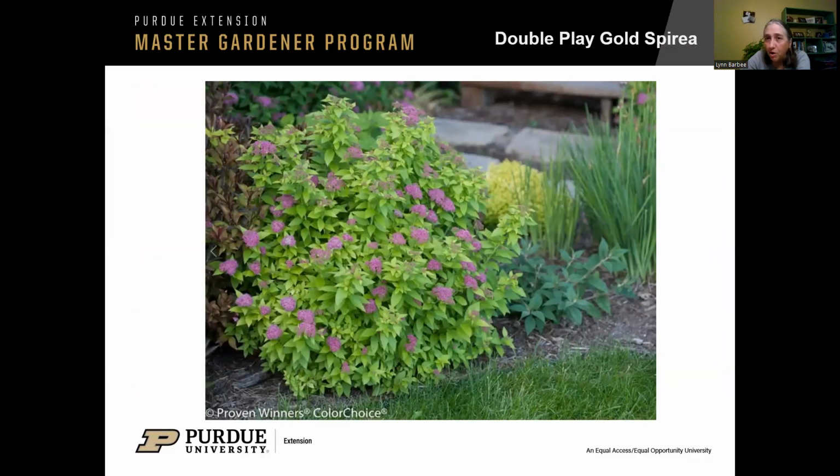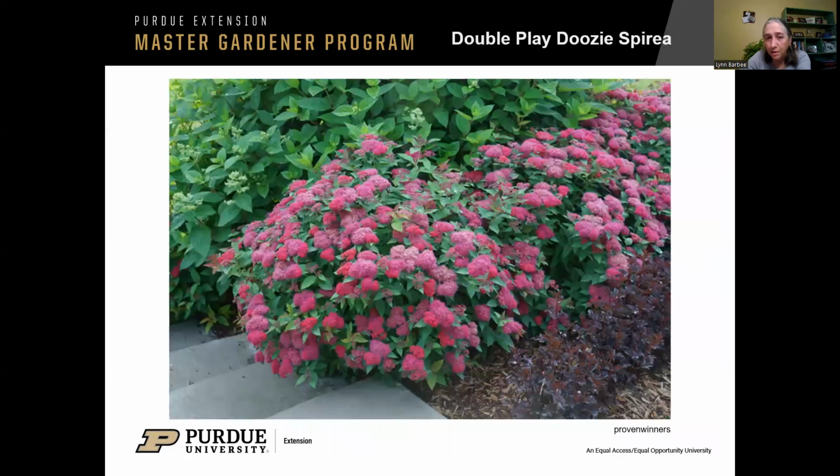This is a Spirea called Double Play Gold, more of a purpley blue color on the flowers. Double Play Doozie. I don't know where they came up with these names, but that is a doozy of a name. Spireas on their own have a fine textured foliage, small leaves. So the flowers really are important, but again, it's a shrub. It'll only bloom for a few weeks.